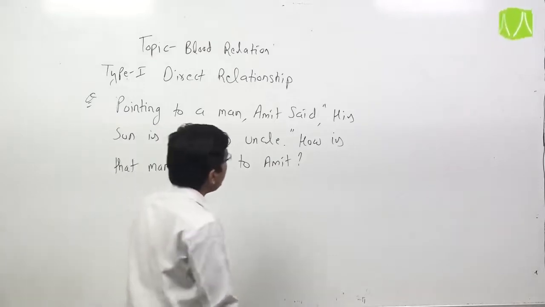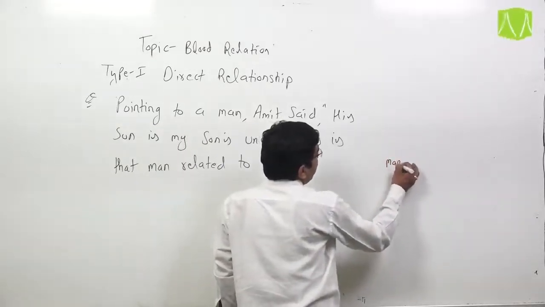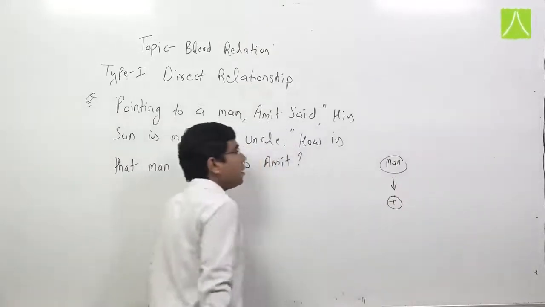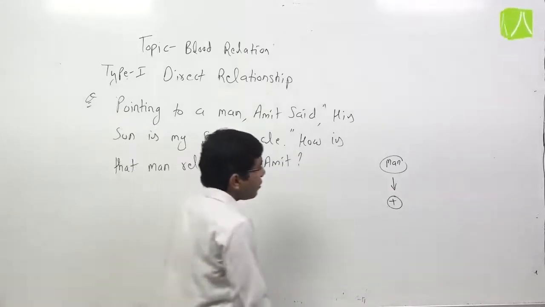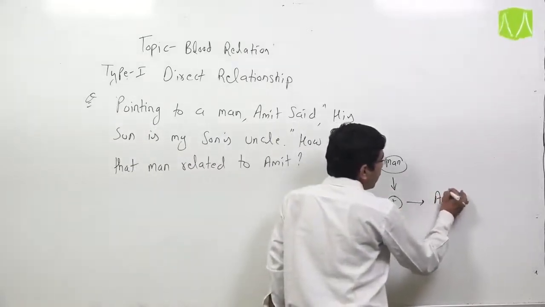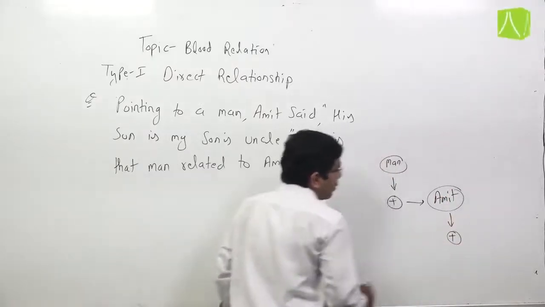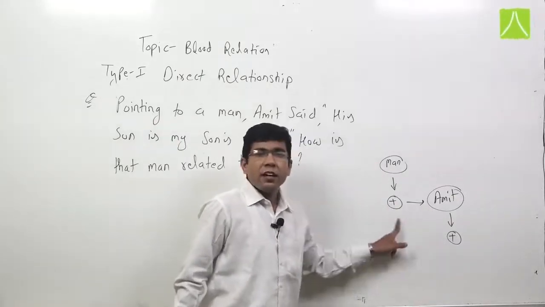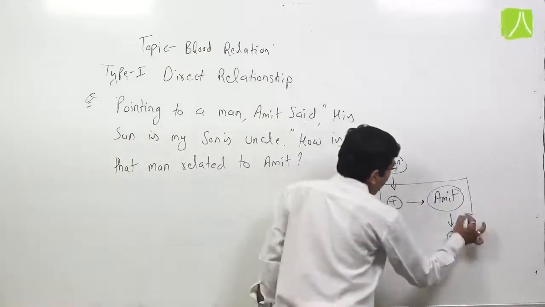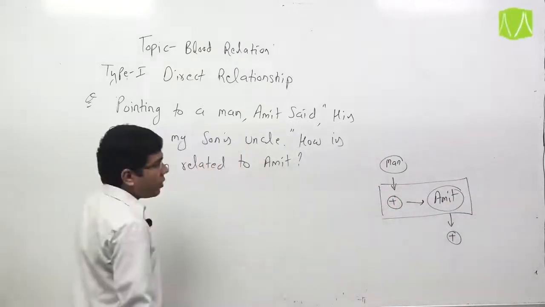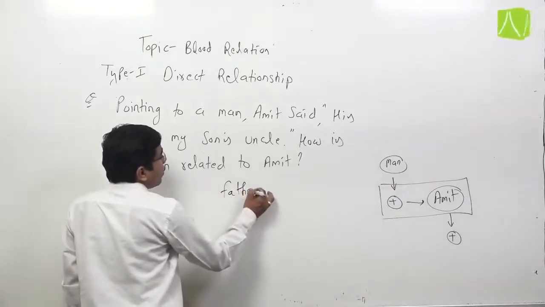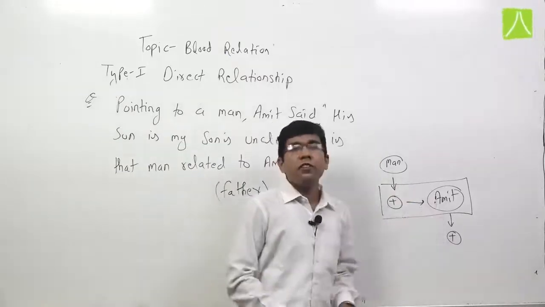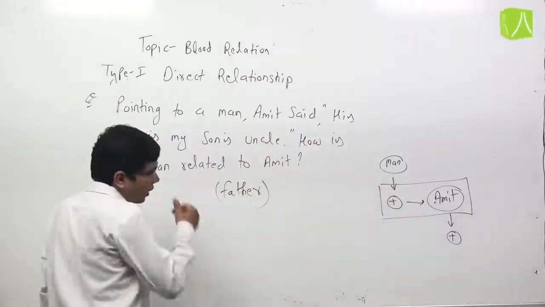Now, for this question, pointing to a man, Amit said, his son, the son of this person, his son is my son's uncle. Means the diagram should be like this. This means Amit and the son of this man are brothers. So we can say that the man related to Amit, this relation is father. This man is the father of Amit. So our answer should be father.